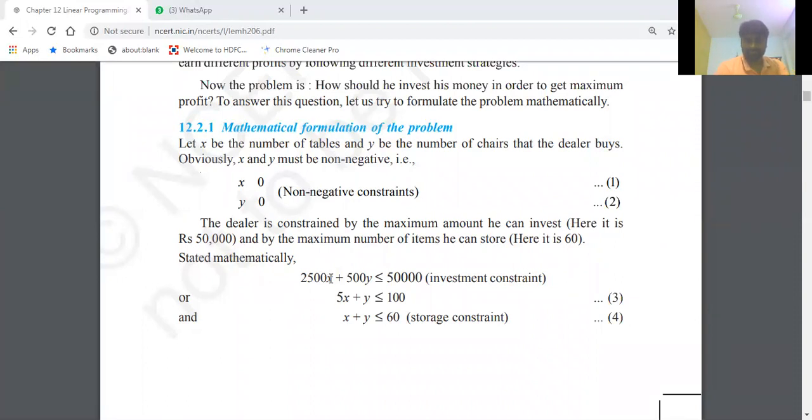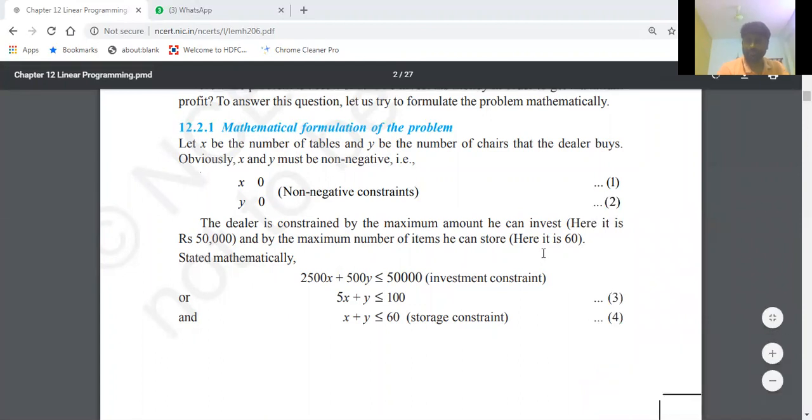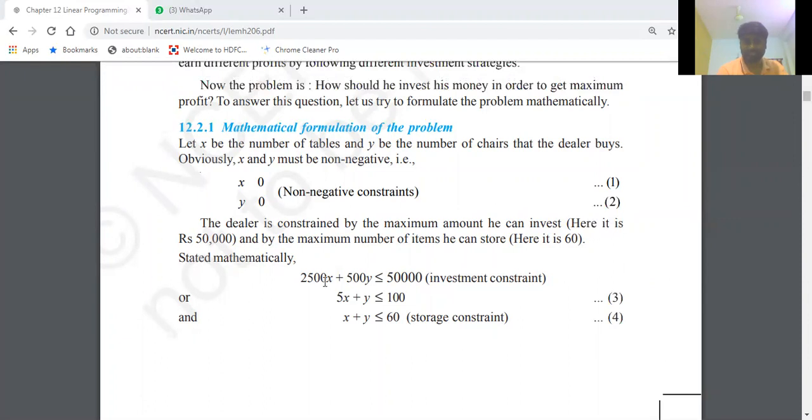See, x is the number of tables. Per table how much? 2500. 2500 into x, what is that? Expenditure on tables. For example, I am going to purchase 10 tables. How much does each table cost? 2500. So how much amount should I give? My spending is 2500 times 10, 25,000. Understood. But here, how many tables he is going to purchase, I don't know. We have to calculate. That can be taken as x. So 2500 into x can I write?